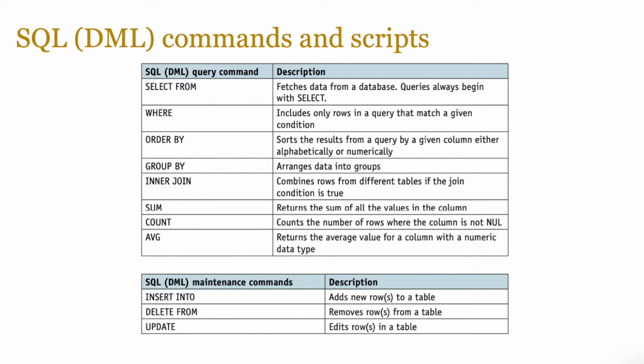Group by arranges data into groups. Inner join combines rows from different tables if the join condition is true, especially, for example, when you have linked tables. And then you've got sum, count, and average, which are pretty straightforward. They return the sum of all the values, or they count the number of rows where the column is not null, it contains a value, or it returns the average value of a column.